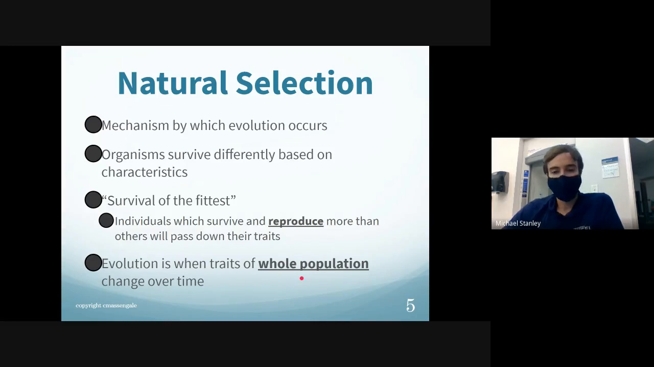So eventually, say a group of animals moves from a warmer area to a colder area. The ones that have the better adaptations for being cold will be able to survive and reproduce better. And eventually the whole population is going to have those traits. Maybe at the beginning, only a couple animals had good cold weather traits. After a couple dozen or a couple hundred generations, all of the animals in that group are going to have those cold weather traits. And that is what we call evolution. It's when natural selection causes these traits to either be gained or lost across the whole population.